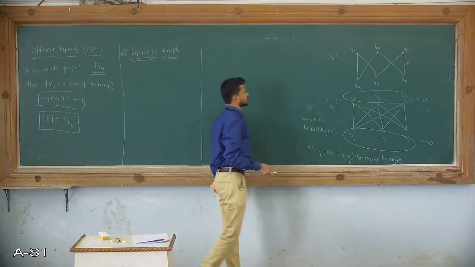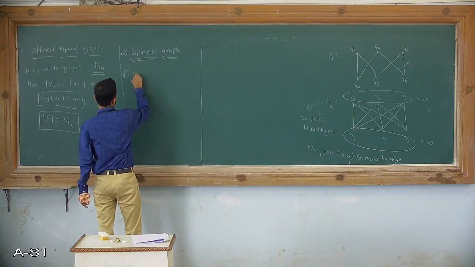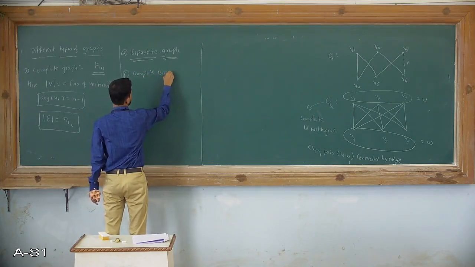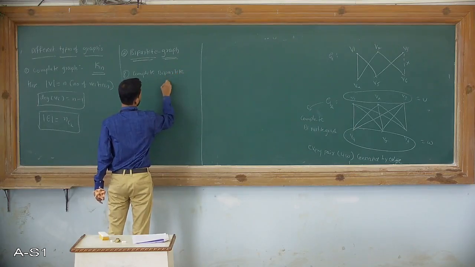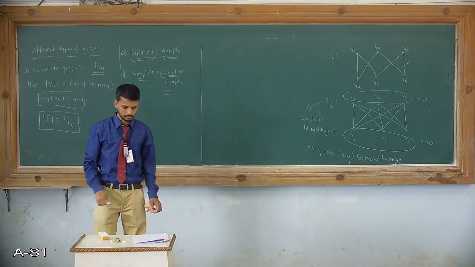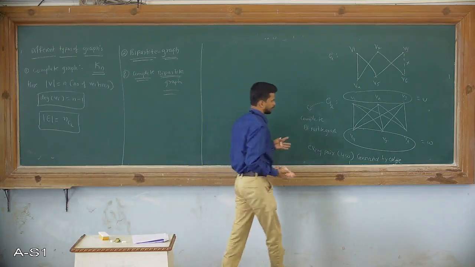This is called a complete bipartite graph. So the third one is a complete bipartite graph. Now I will define the theoretical definition of a complete bipartite graph.